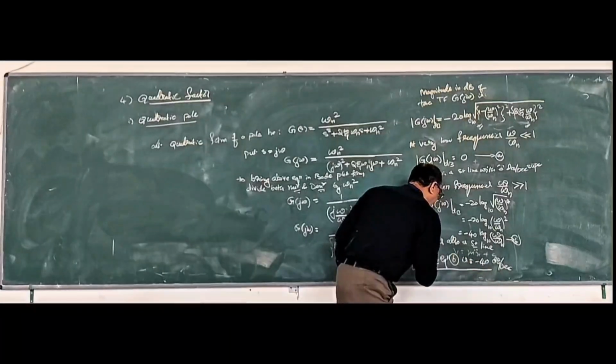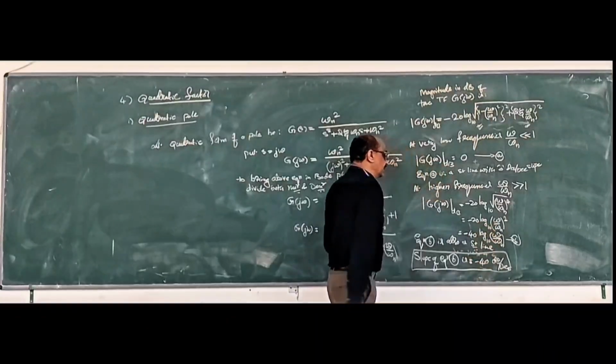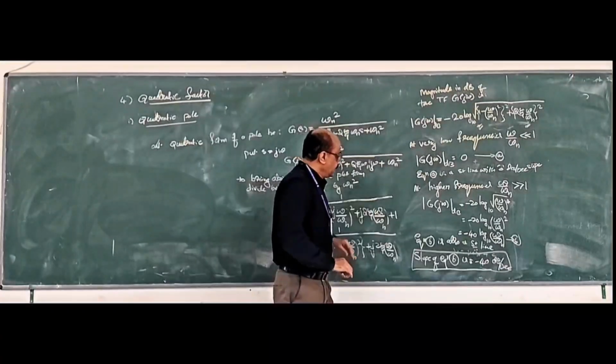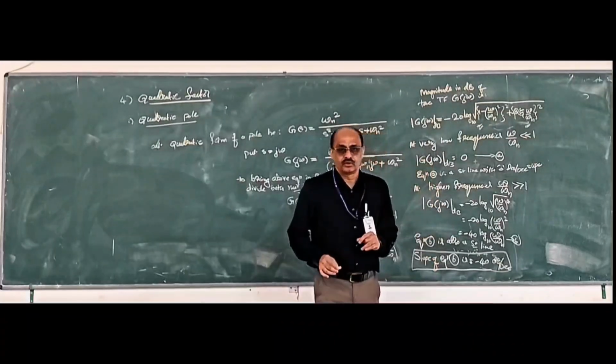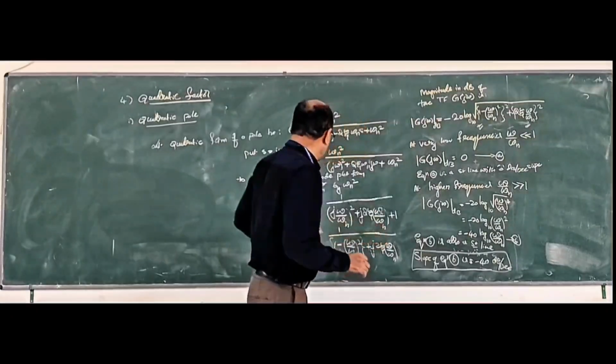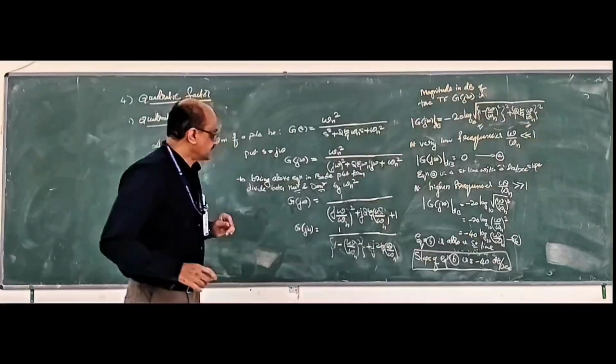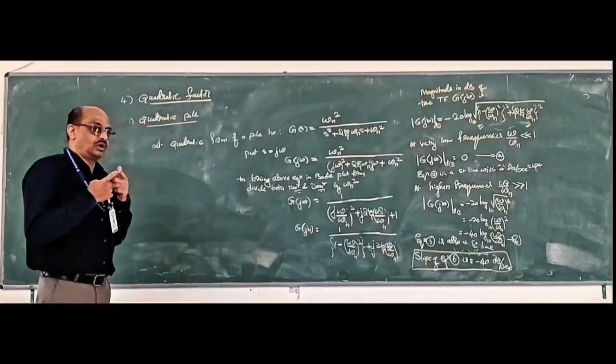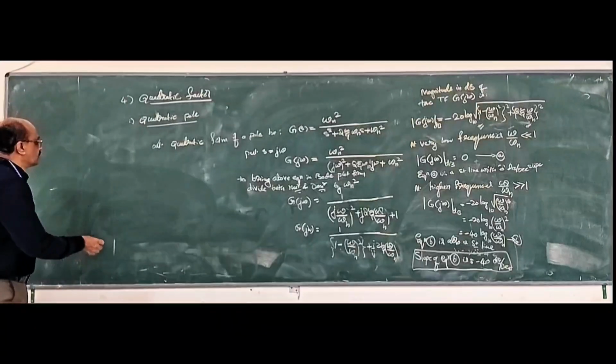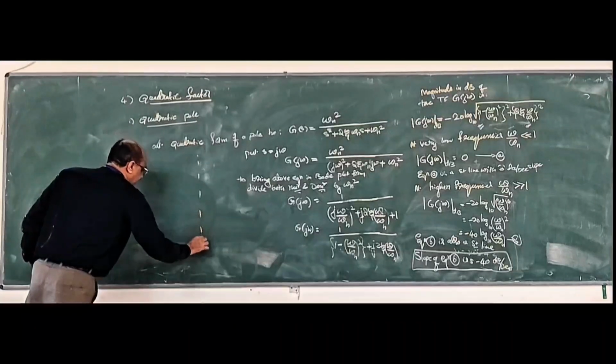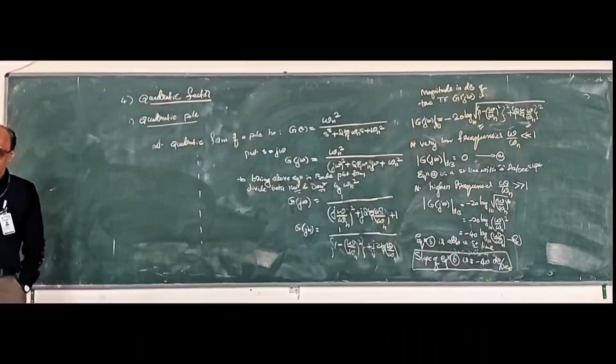Slope is minus 40 dB per decade. Ultimately, I have two lines. They intersect at some point, so we need to know the intersect point. That intersect point is called the corner frequency.